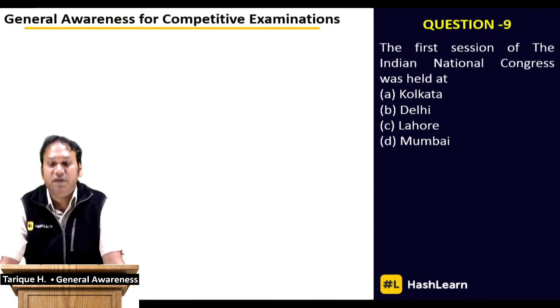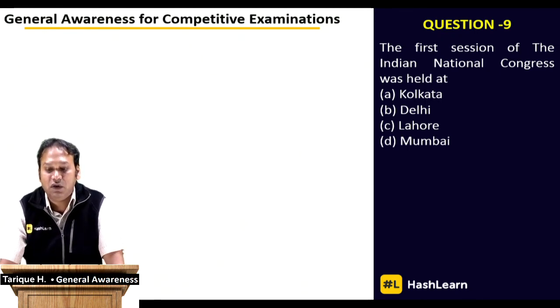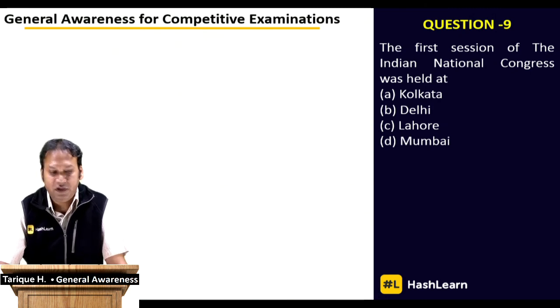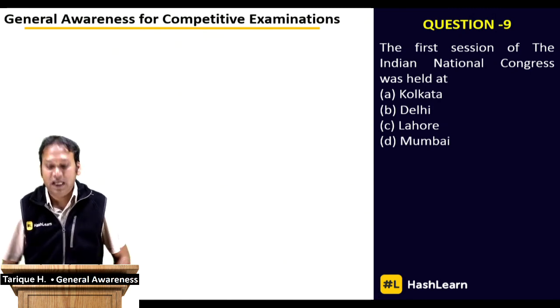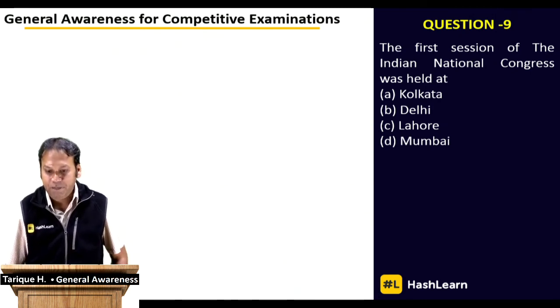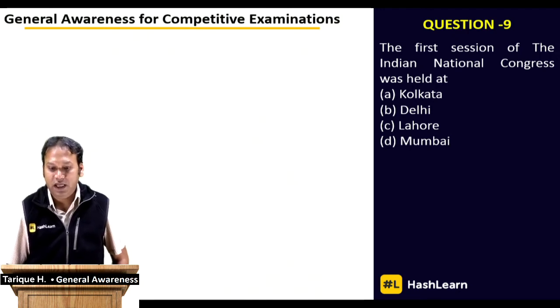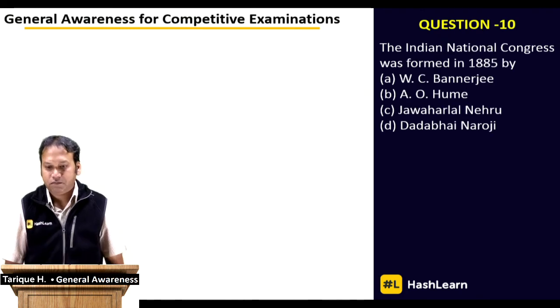Now, coming to this question, the first session of the Indian National Congress was held at Mumbai. Answer option D. That today we know is Mumbai. It was Bombay then. The first session of the Indian National Congress was held at Mumbai, or Bombay as it was called earlier. Question 9, answer option D. Now, next we'll move on to question number 10.